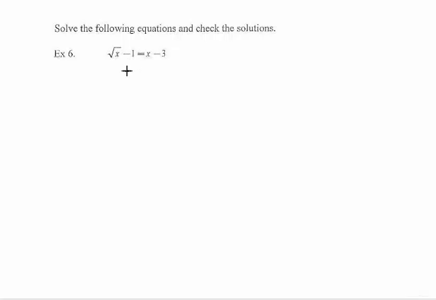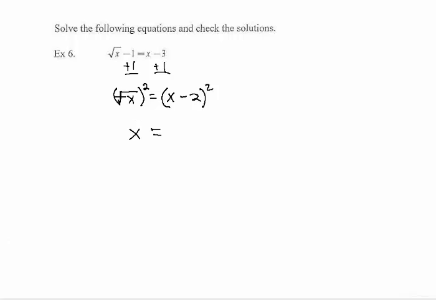So with example 6, we still want to get the radical by itself. So in this case, we have to add 1 to both sides first. We get the square root by itself, and we have an x minus 2 on the right. Now, we want to get rid of the radical, and it's by itself, so we are allowed to do that at this point. To get rid of a square root, we square it. What we do to one side of the equation, we have to do to the other, so x minus 2 gets squared, and so we're squaring a binomial now on the right side of the equation.